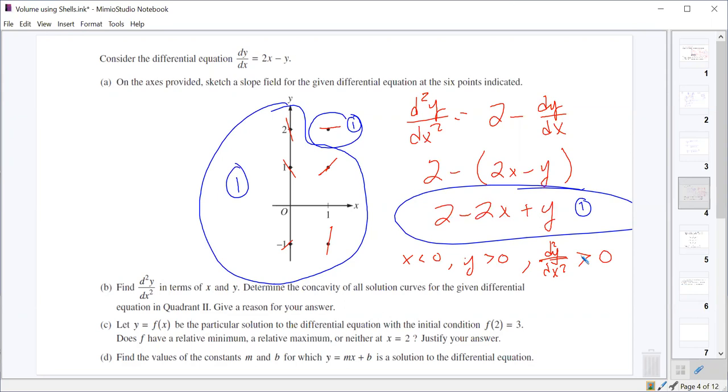And if the second derivative is always greater than 0, that tells you that it is concave up. Right. Good or no? Everyone okay with that?